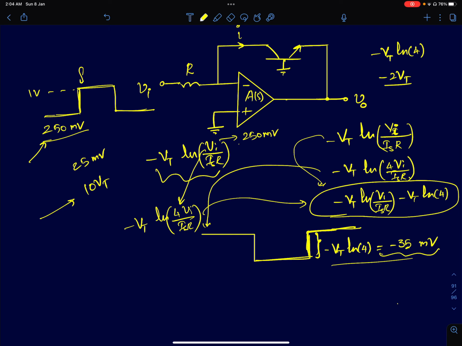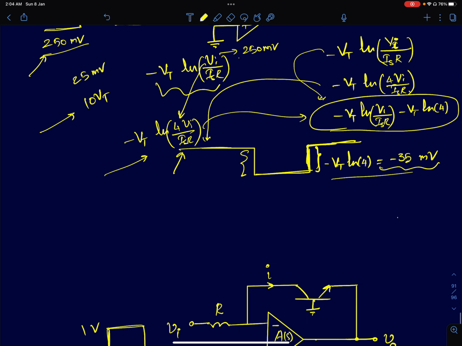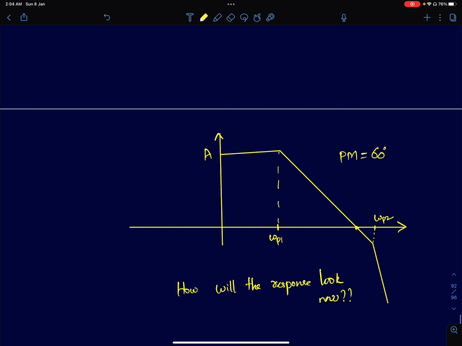So what you should expect is a negative value whose value is minus Vt ln of 4 Vi by ISR. Is is not given and R is also not given, so we can just assume that it's a negative value. And when you apply a positive step of 1 volt, the change in the output is going to be a negative step whose value will be minus Vt ln 4, lower than the previous value, which is minus Vt ln of 4 Vi by ISR. So this is what I should ideally expect if this op-amp were an ideal op-amp. But this op-amp has a finite loop gain. Okay, sorry, so this is not a right representation.